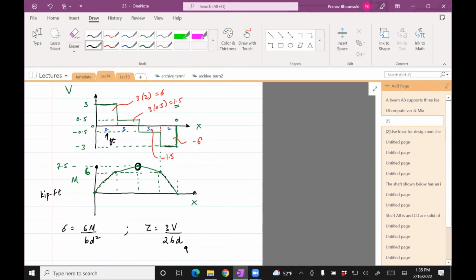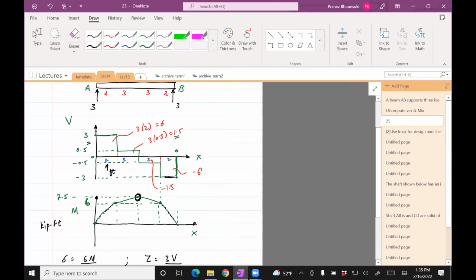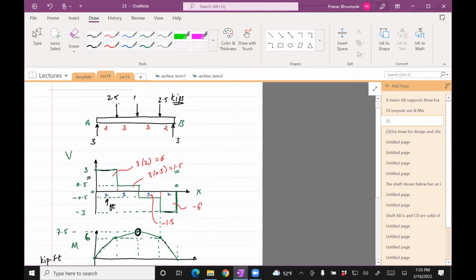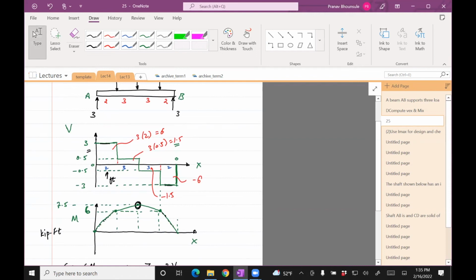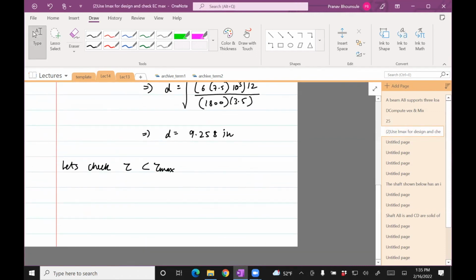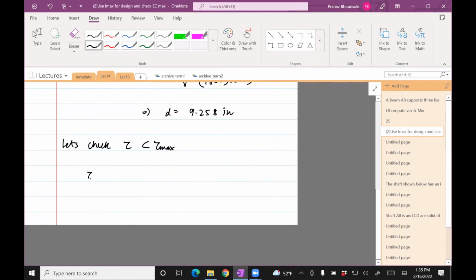So we'll use 3, but it's basically kips, so I need to multiply by 1000 to convert it into IPS. So let's check the design. Tau equals 3 by 2 V divided by B times D, which is 3 divided by 2, V is 3000, B is 3.5 inch, and D is now known, 9.258. Doing this math gives me 138.8 psi.